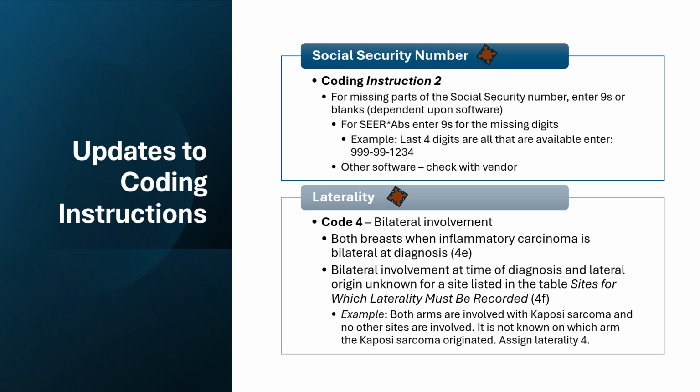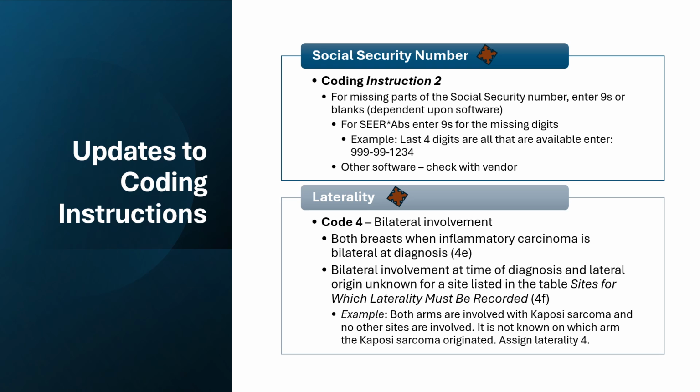Which one that is used, 9 or blank, will depend upon the registry software. For SEER ABS, we need to enter nines for missing digits. So the example here is all that we know are the last 4 digits. Then we would enter 999991234 for our missing Social Security information. If you use other software, you will need to check with that software vendor to know how you should proceed and enter the information for missing digits in a Social Security number.